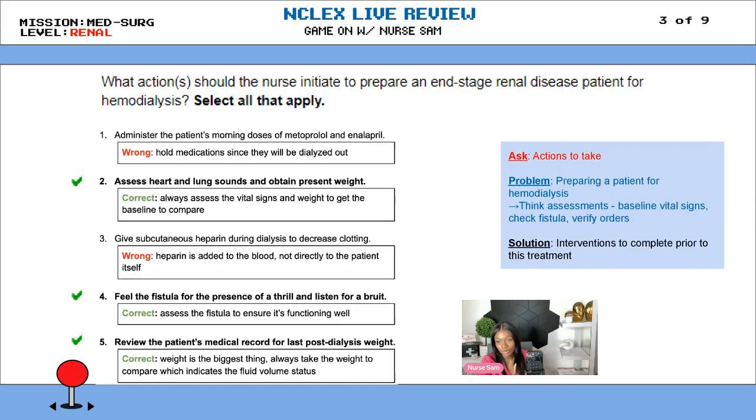245. 245. Ooh, great job. It's Narissa, Shabish, TT, Red. Awesome job. Oh yeah, y'all did not come to play. All right, so this says 2 is correct. All right, you always want to assess the vital signs and weight to get the baseline to compare.